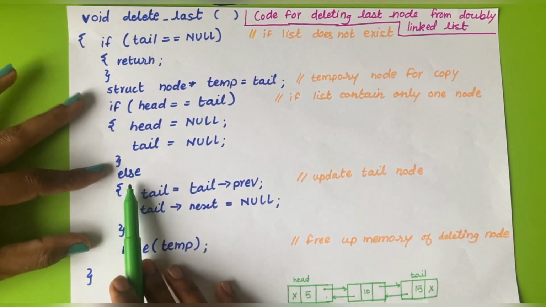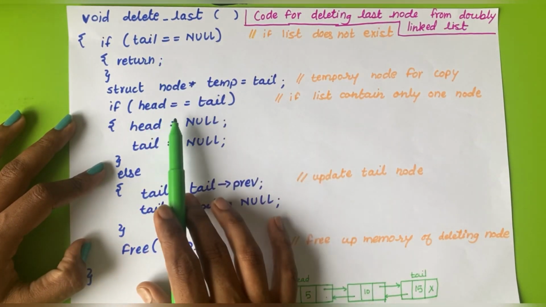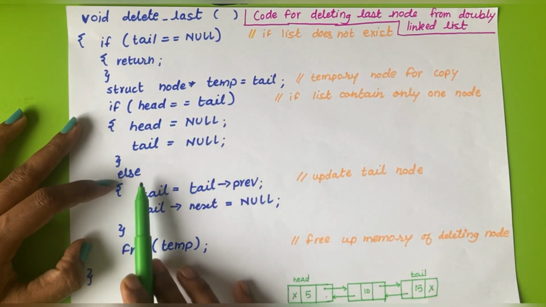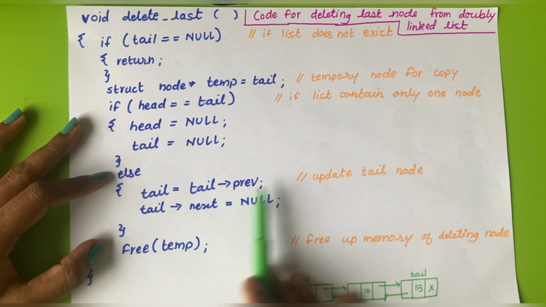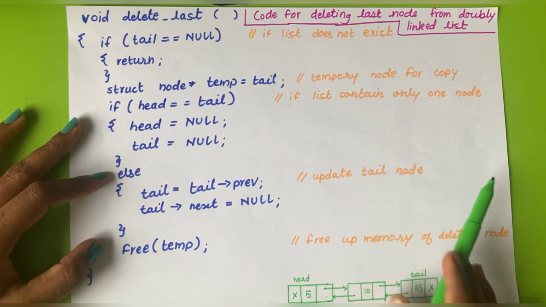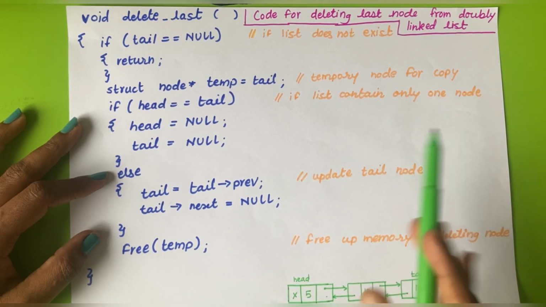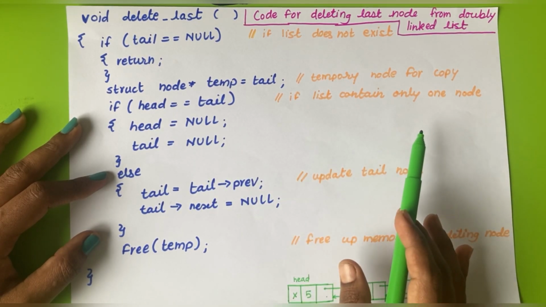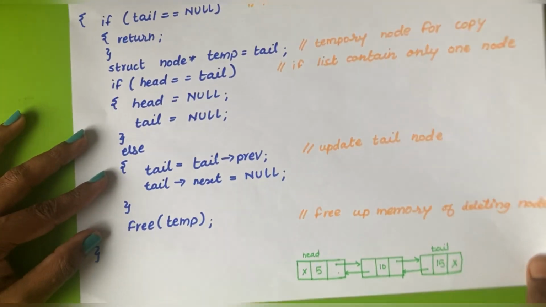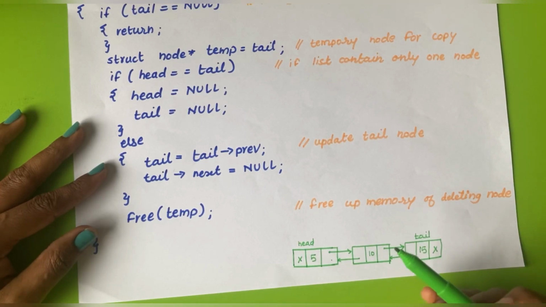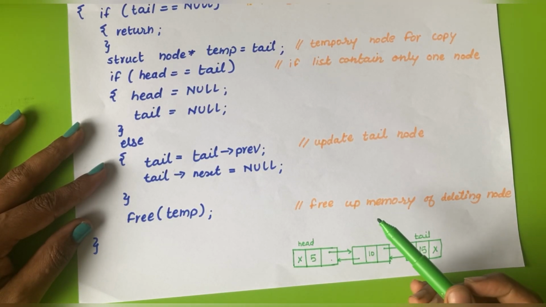Okay, now if these two conditions are not satisfied, then it will go into the else part. That means we have a normal doubly linked list in which a number of nodes are present with head as well as tail node. In that case we have to change some of the addresses and we have to free up the memory of the temporary node.